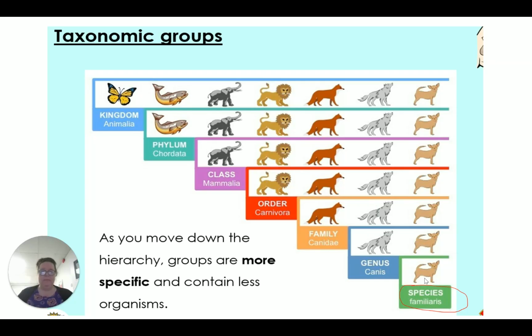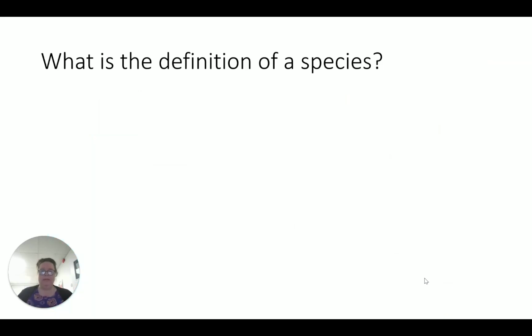So let's go into a little bit more detail about a species. So we're talking about a species, but what does that mean? So pause the video and just try and write a little definition for species, okay? Right, hopefully you've had a go. A couple of key words we need here, and it's really important, these key words.